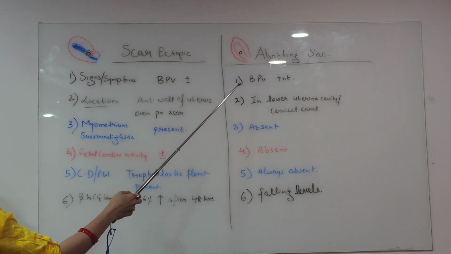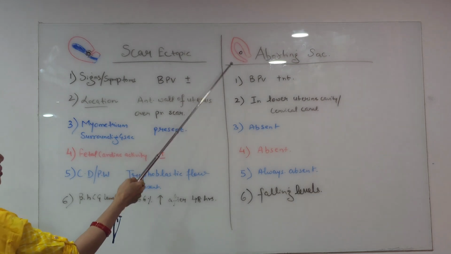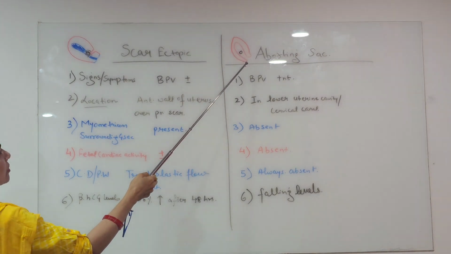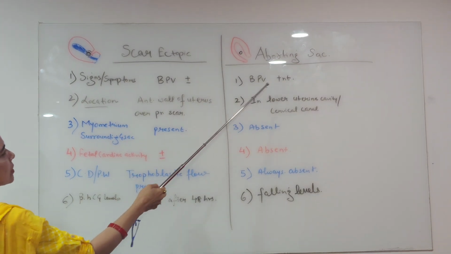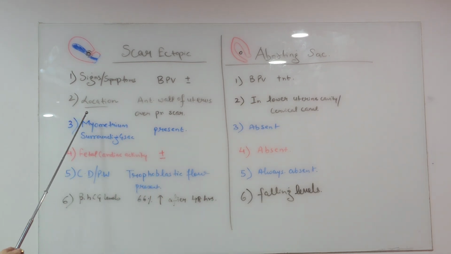What about the aborting sac? In an aborting sac, we are always going to see bleeding because the sac is in the abortion phase. So the cervical canal is opened up, and we are going to see that the patient is complaining of bleeding per vaginum.